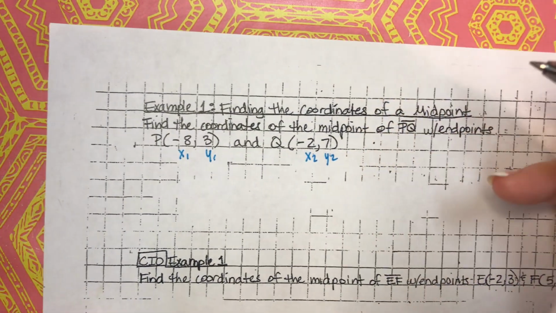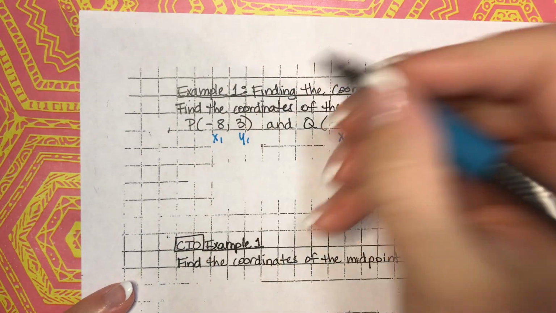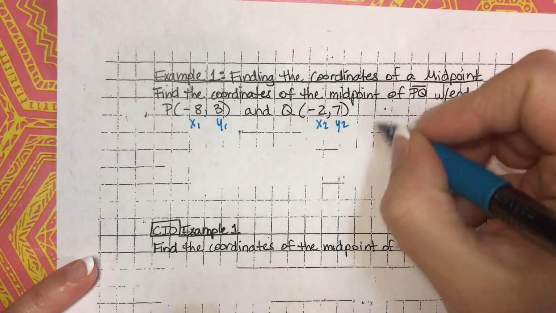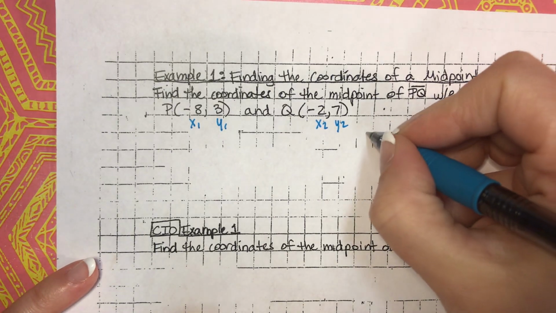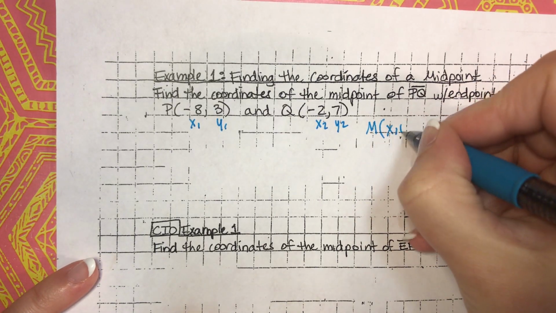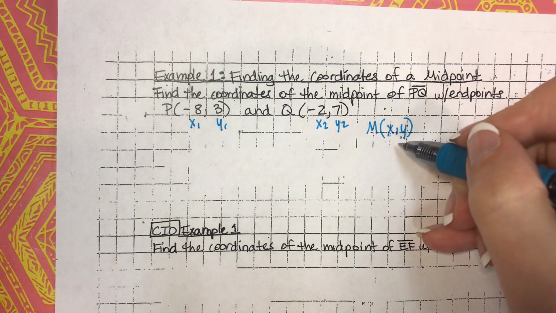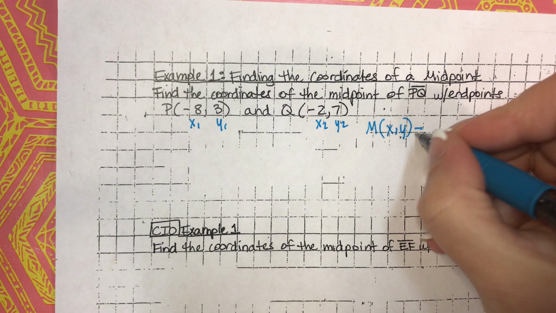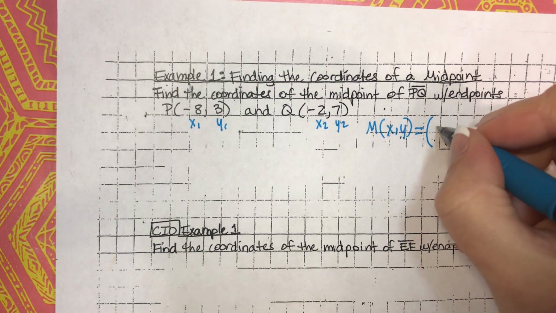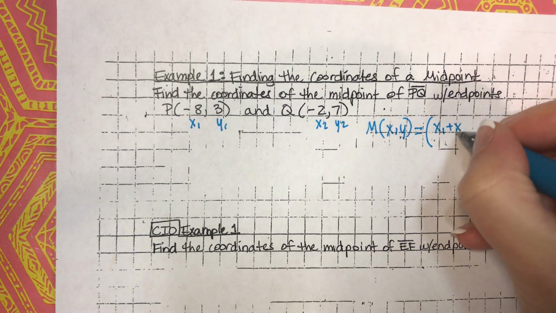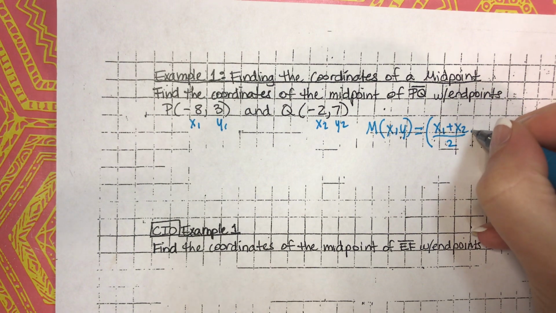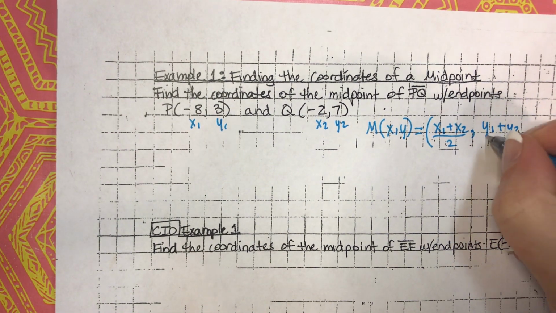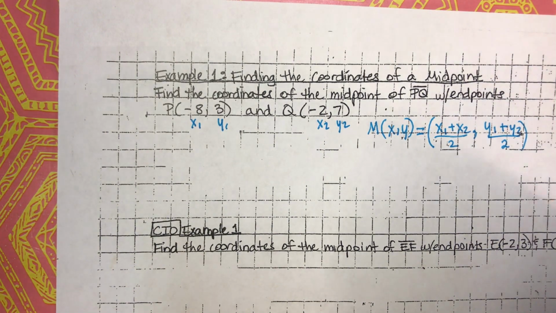Perfect. I'm going to write down my midpoint formula over here. So the midpoint, x, y, that's our midpoint point, is found by taking the average of the x values, so x1 plus x2 divided by 2, comma, the average of the y values, y1 plus y2, all divided by 2. Then we just substitute in the values.